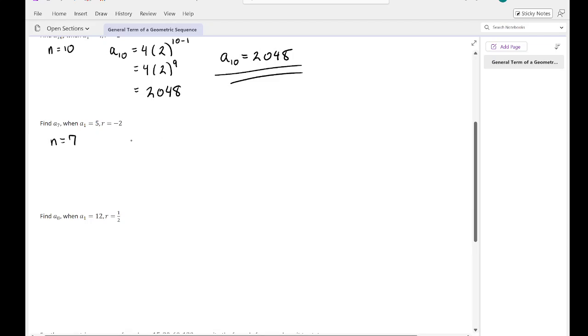So the 7th term, a sub 7, is going to be a sub 1 times negative 2, the common ratio, raised to the 7 minus 1 power. So again, a sub 7 is 5 times negative 2 to the 6. Throw that in the calculator to make life easy, and we're going to end up with 320. So the 7th term is 320.